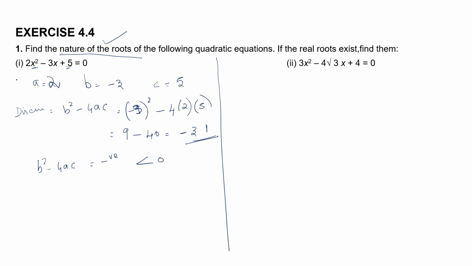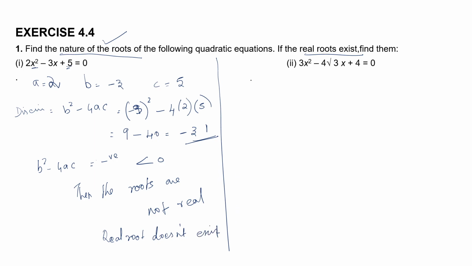Why? Because if something negative is within the root, then the roots will be imaginary. So the roots are not real. That means we cannot find them, or the root does not exist. Or we can write it as, because the question is if real root exists, real root does not exist. Okay, done.